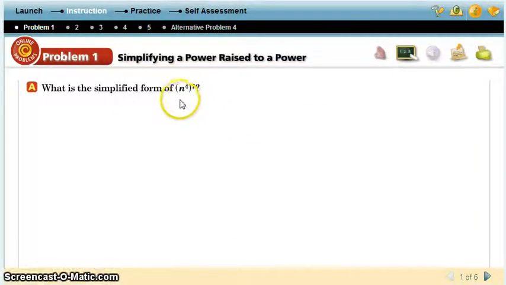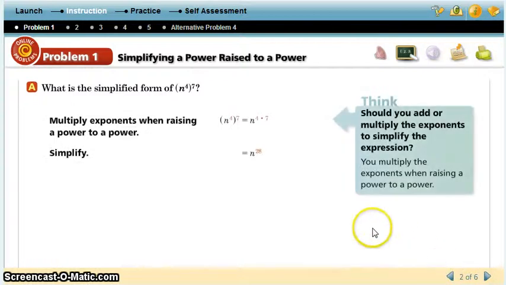So for problem 1, I have n to the fourth power raised to the seventh power. So I've got to use my power to a power rule here. Multiply the exponents when raising a power to a power. So I have 4 and 7 as my two exponents, and I simply multiply them. And 4 times 7 is 28. So the simplified expression is n to the 28th power.